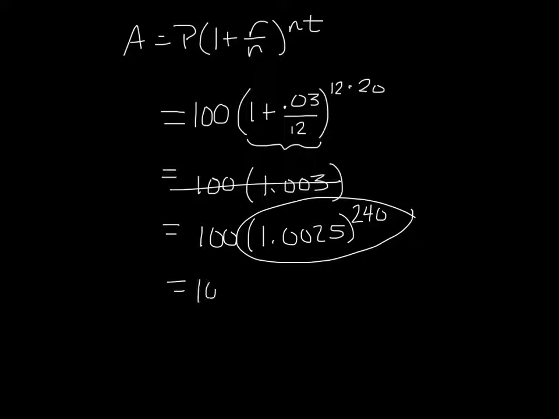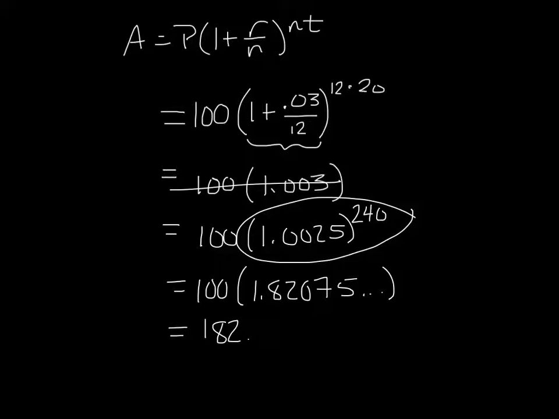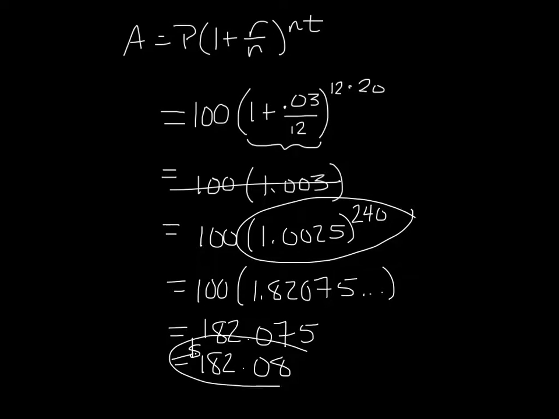And so that'll be 100 times, and it's like 1.82075 and so on. But don't round it off yet. Keep that on your calculator and then take that times 100. Do not round until you get to the very, very end of a problem. And so it comes out to be 182.075. Since this is money, $182.08 is going to be our balance after 20 years. So you see it actually doesn't gain all that much in 20 years, but it is only a 3% annual interest rate.